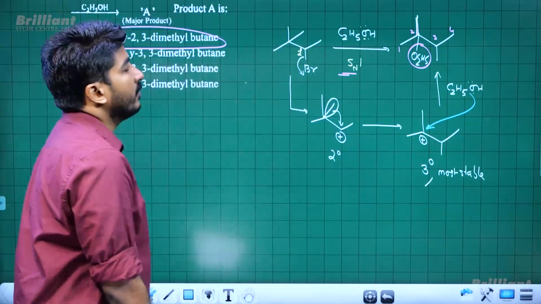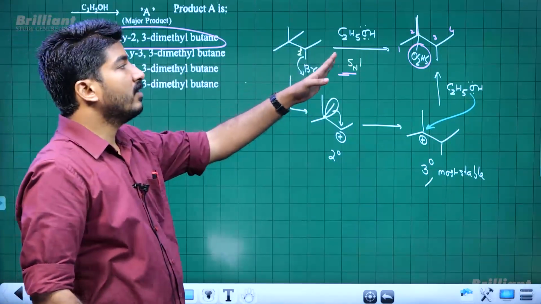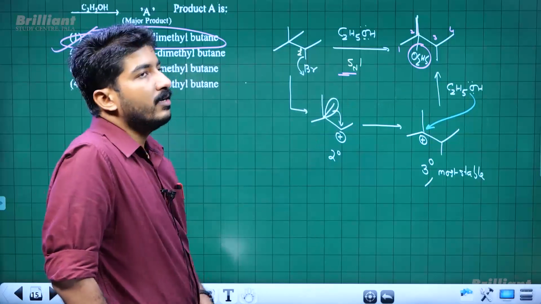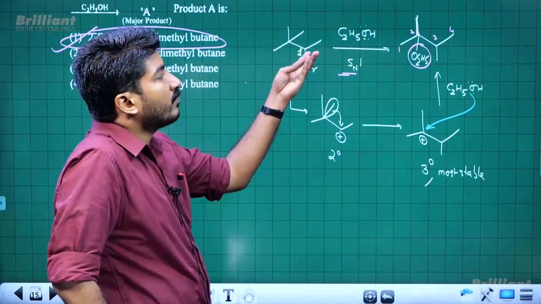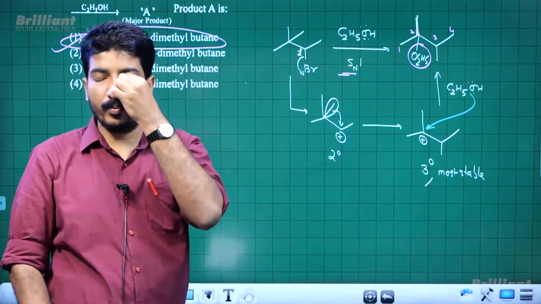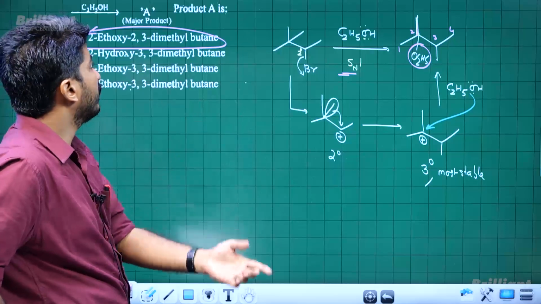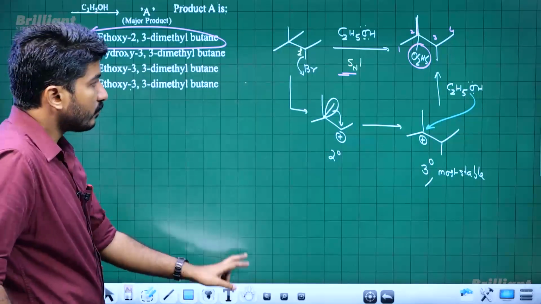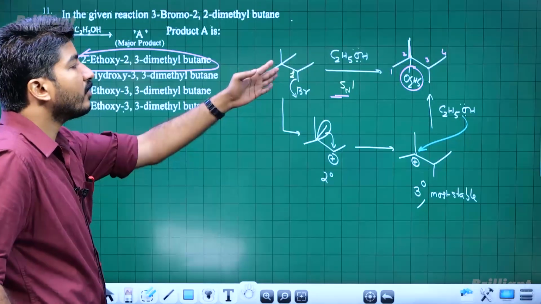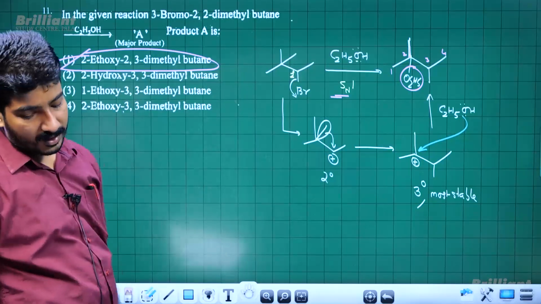Clear? So once again, this was the first rule for elimination versus substitution. The reaction of haloalkanes with small solvent molecules like H2O, methanol, ethanol is going to be an SN reaction, generally called a solvolysis reaction. And the mechanism here will be SN1 because it is a secondary haloalkane.